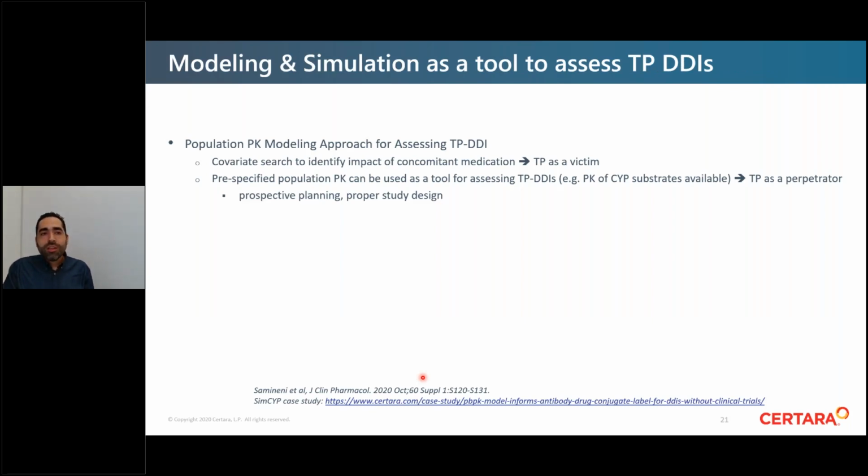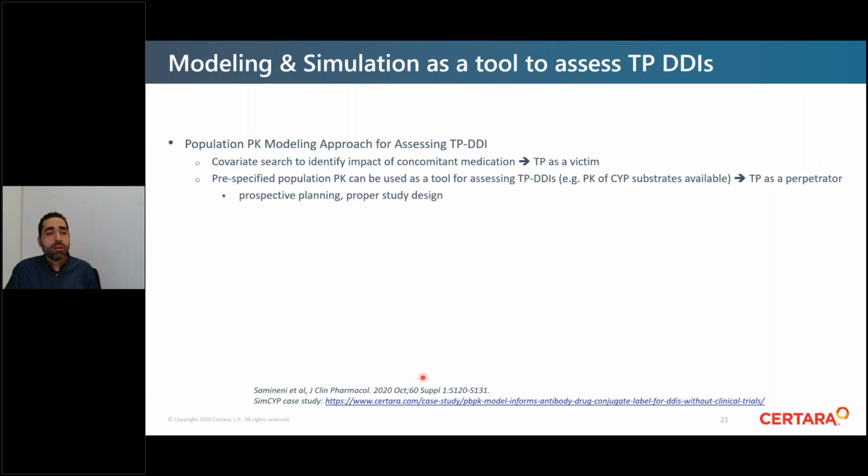Modeling and simulation could be a very interesting and useful tool to assess the impact of the DDI of therapeutic proteins, but also could be used to predict the risk for such DDI. So you can use the standard approach of population PK modeling and simulation. This can be used to evaluate the victim potential of the therapeutic protein.